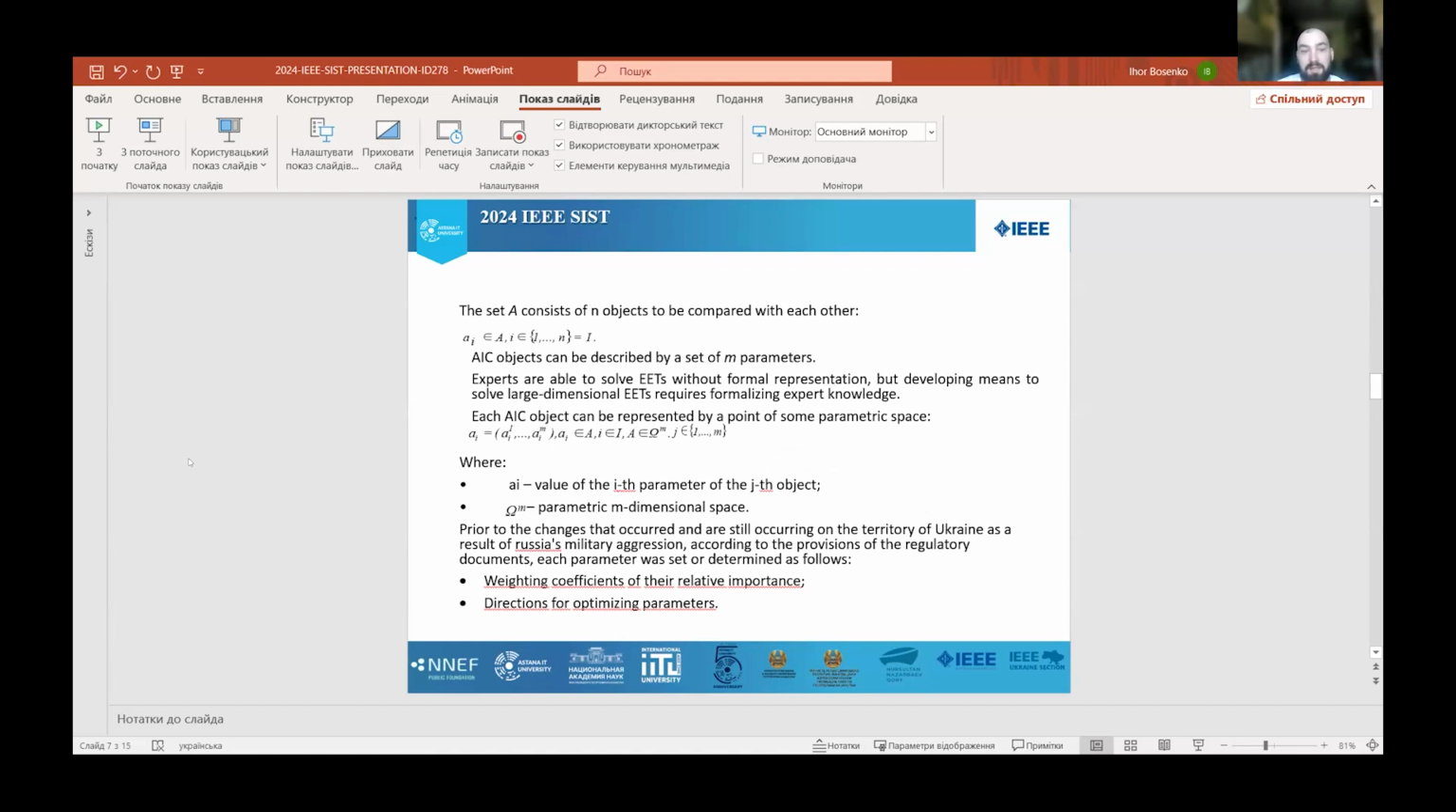Its objects can be described by a set of m parameters. Experts are able to solve EETs, expert evaluation tasks, without formal representation, but developing means to solve large-dimensional EETs requires formalizing expert knowledge. Each ACE object can be represented by a point of some parametric space.